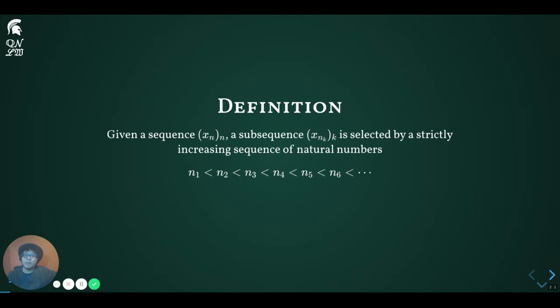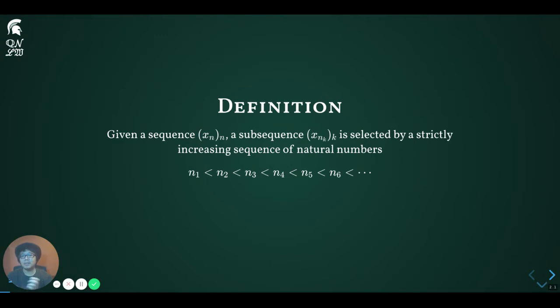Let's first give the formal definition. Given a sequence x_n, a subsequence, which we often write as x_{n_k}, is a sequence formed by selecting a number of terms from the original sequence. The selection process is described by n_k, which is itself a sequence. This sequence tells us which term of the original sequence, in terms of its position n, is selected as the kth term of our sequence.